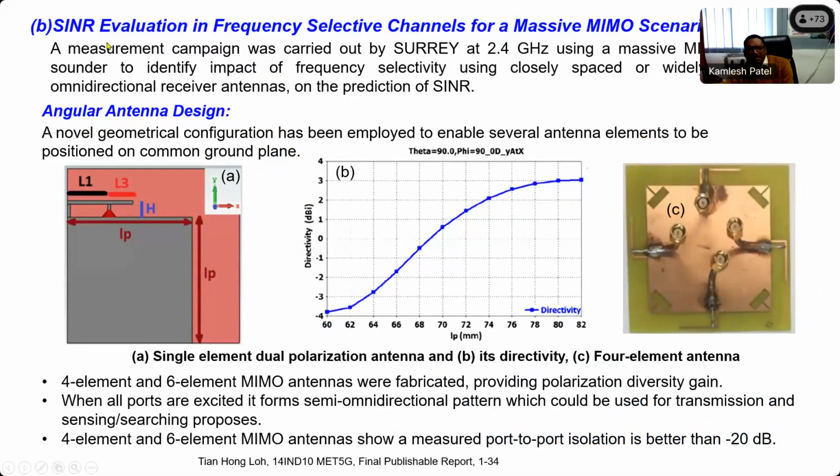In the second setup, they evaluated the value of SINR in frequency selective channels for a massive MIMO scenario. Massive MIMO means a large number of antennas. They started with the design at 2.4 gigahertz. A small single antenna is designed. This is the design of the antenna, and the directivity of this antenna is set at 3 dBi, and this is the angular antenna. One more antenna they have designed consists of 4 ports: 1, 2, 3, and 4. So this is known as a 4-element antenna. More antenna elements give the polarization diversity gain.